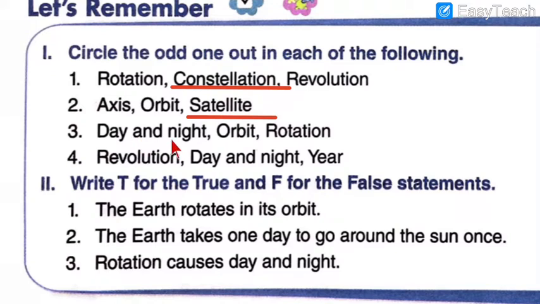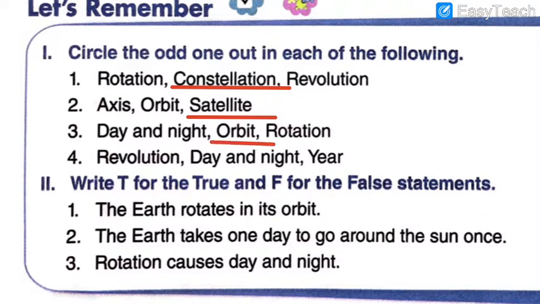Number 3: day and night, orbit, rotation. Pick out the odd one quickly. Again, you are getting the time. Your time starts now. 5, 4, 3, 2, 1 and 0. So which one is the odd one here?